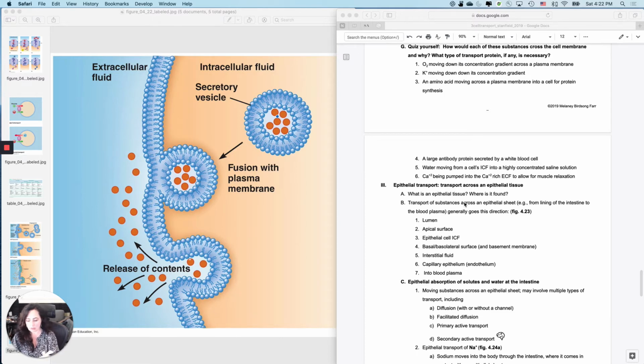So I'm going to do it on a whiteboard. Okay, so here are our challenges. Let's make ECF and ICF arbitrarily. It doesn't really matter which one's which. And this yellow represents the cell membrane here.